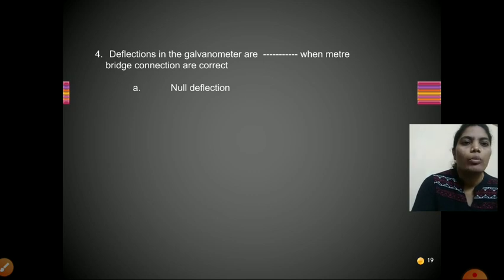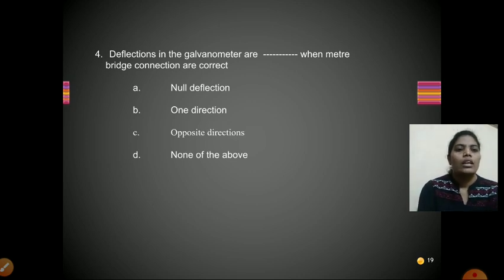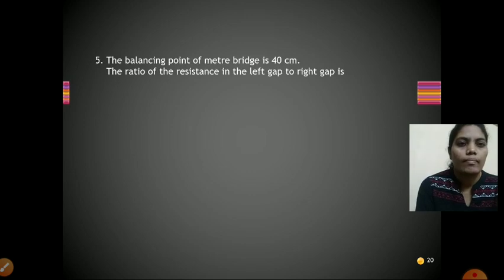Deflections in the galvanometer are, when meter bridge connections are correct: null deflection, one direction, opposite directions, or none of the above. When all connections are correct, deflections in the galvanometer are in opposite directions.